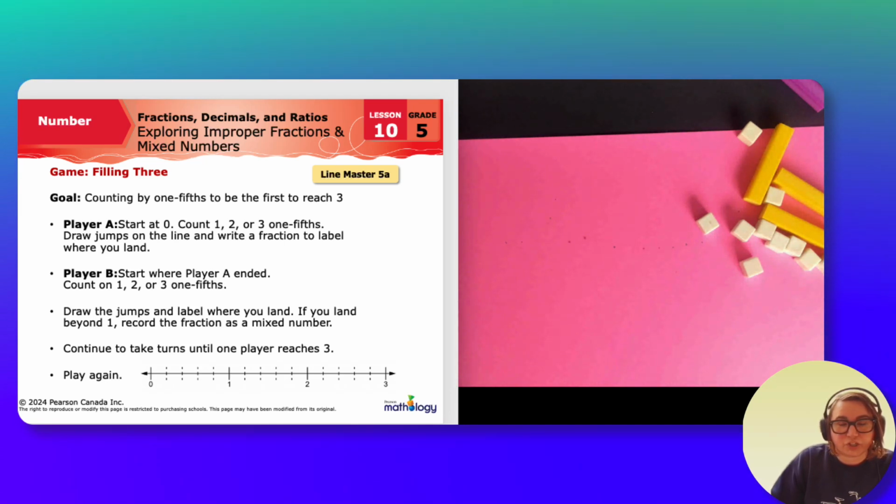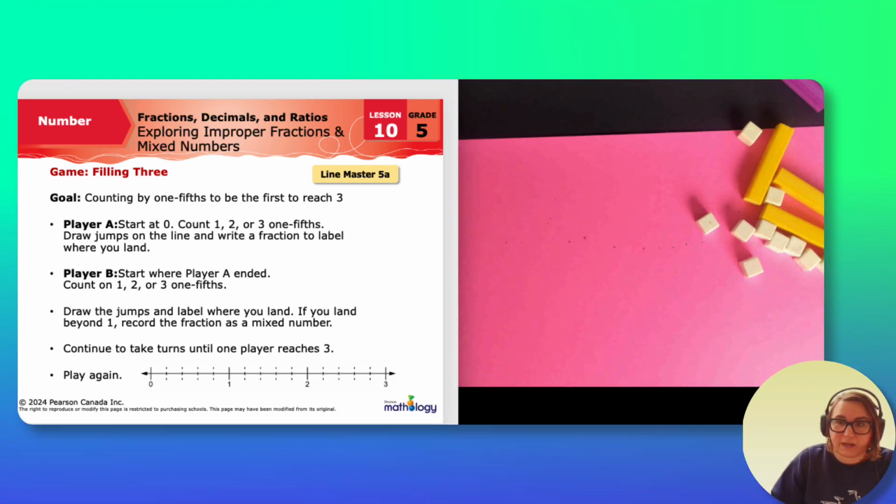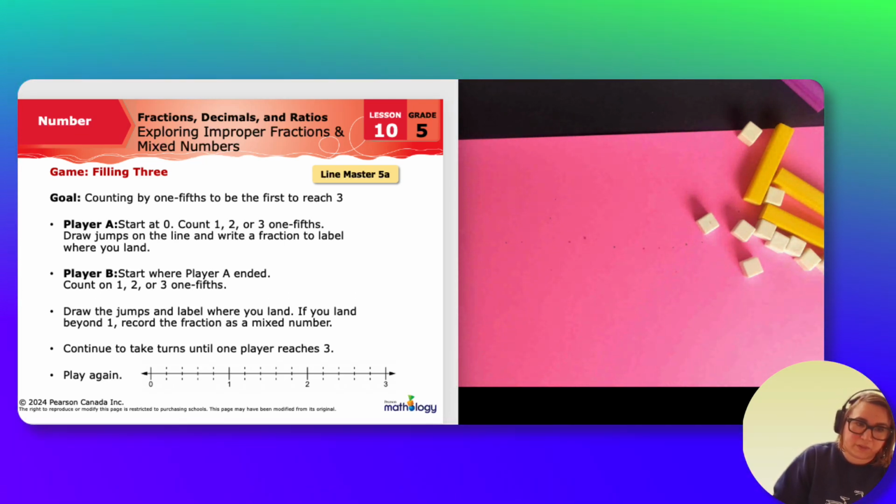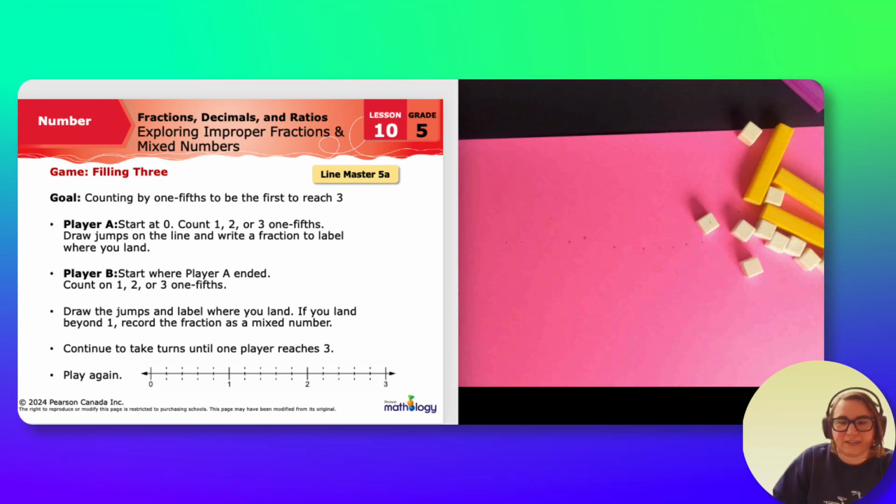So spend for sure a class and maybe even come back to it and do another class on this, or play filling 3 first and filling 4 on the next day, whatever you need to do to get kids counting and representing numbers on number lines as mixed and improper fractions.